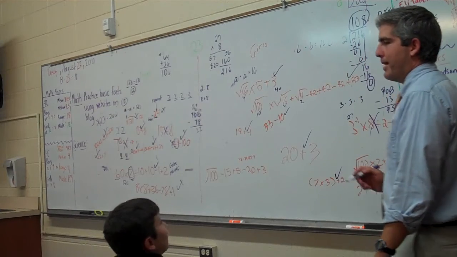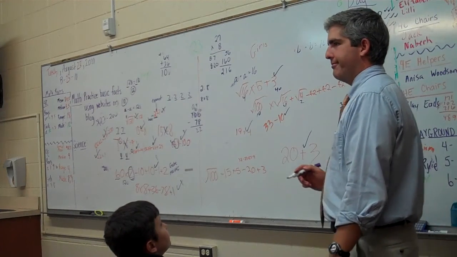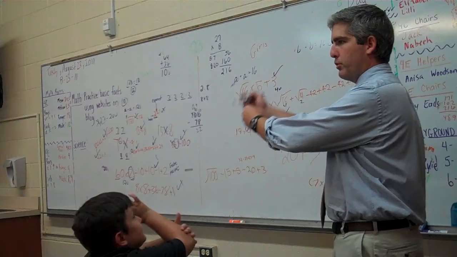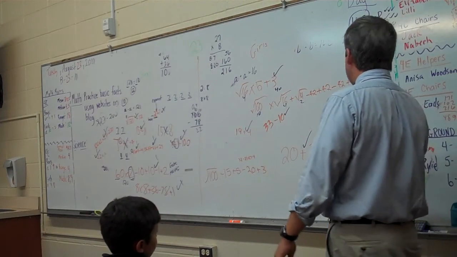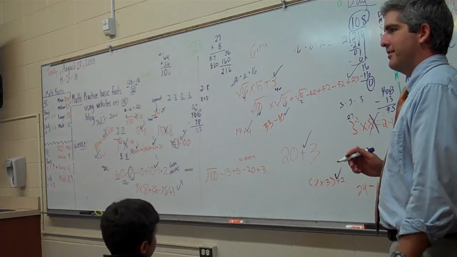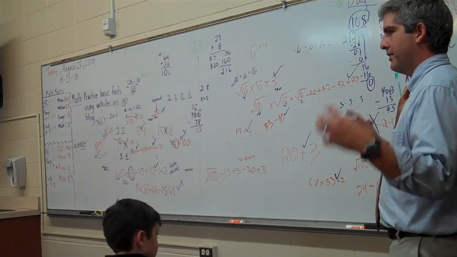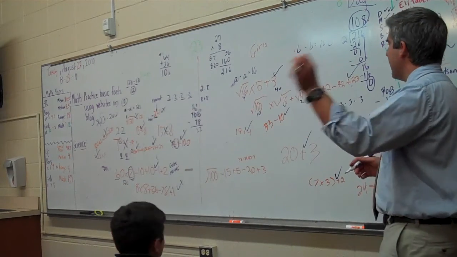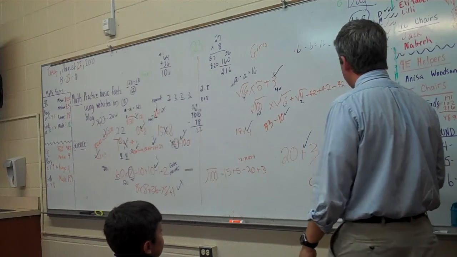Square root of 100, Matt. What's the square root of 100? What number times itself equals 100? 10. 10 times 2, Eliza. 20. Say the whole thing, please. 10 times 2 equals 20. Plus 3 equals 23. Very good.